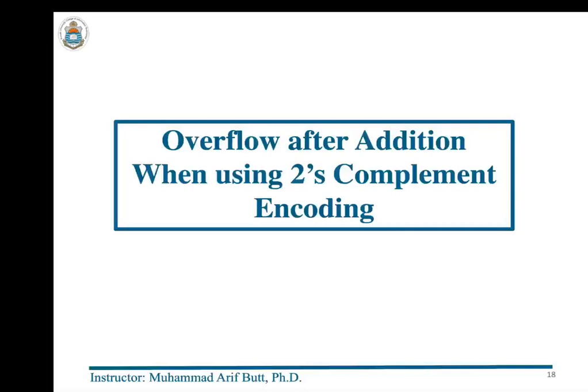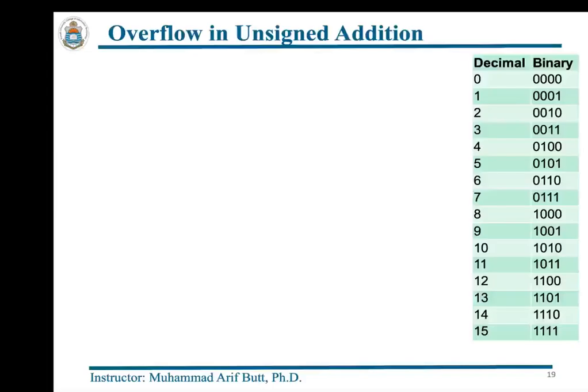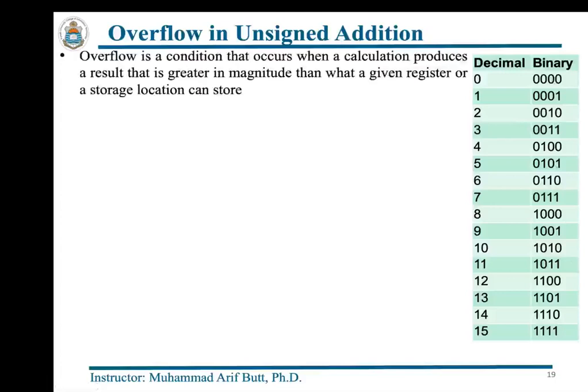Okay, so we are done with this. Now I'm going to talk about the concept of overflow, using unsigned numbers, or maybe using 2's complement. And here is a slide in which I have shown you our table, which represents the 16 decimal numbers and their corresponding 4-bit binary numbers. Well, dear students, overflow is a condition that occurs when a calculation produces a result that is greater in magnitude than what a given register or storage location can store.